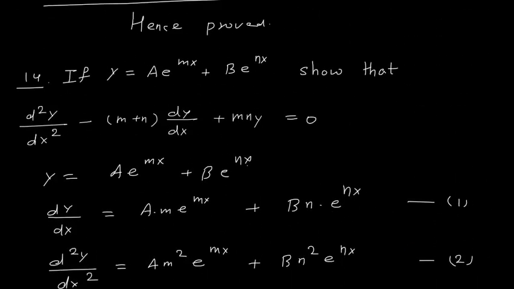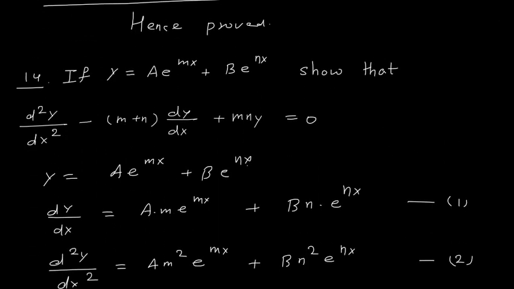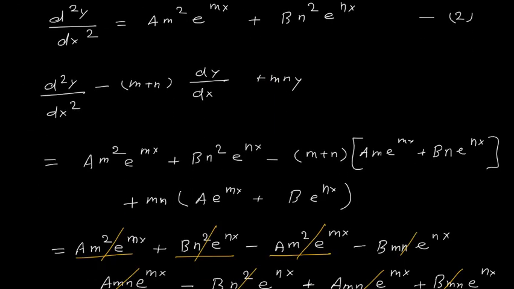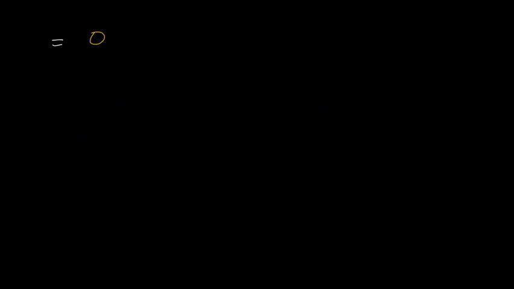So many times it is not like that while you are solving you will get the answer. You have to first find respective values like dy upon dx, d square y upon dx square, and then you have to find the value of left hand side what is asked, and on simplification you will get the right hand side. So this is our problem number 14. Now let us move to problem number 15.